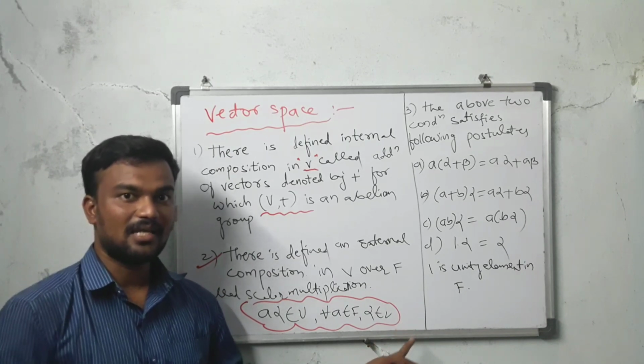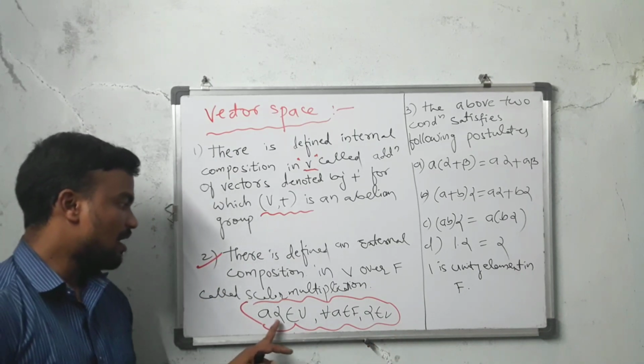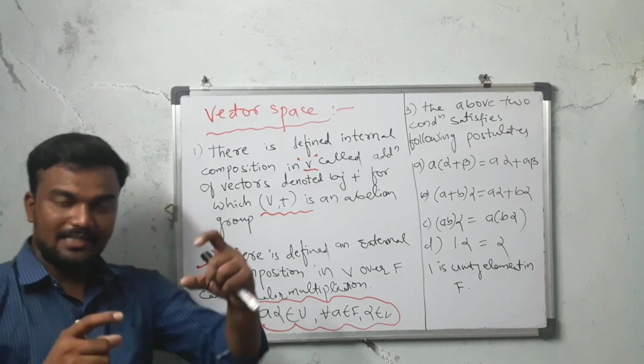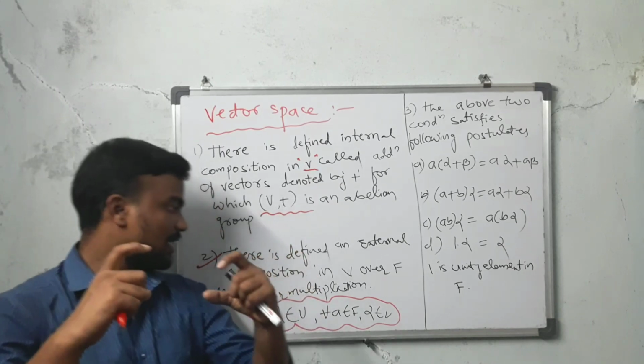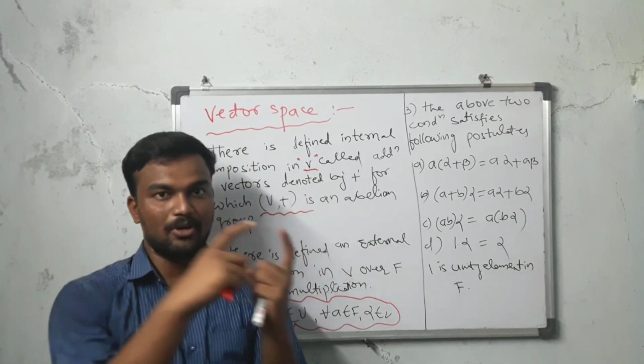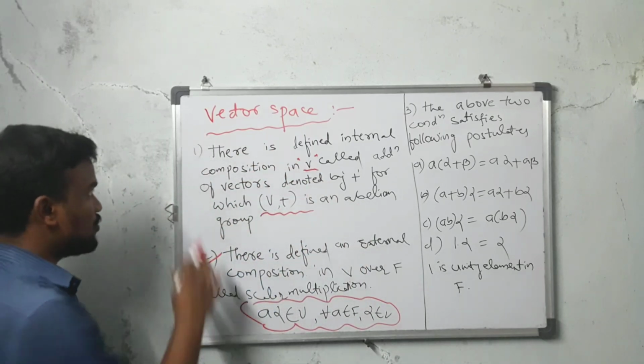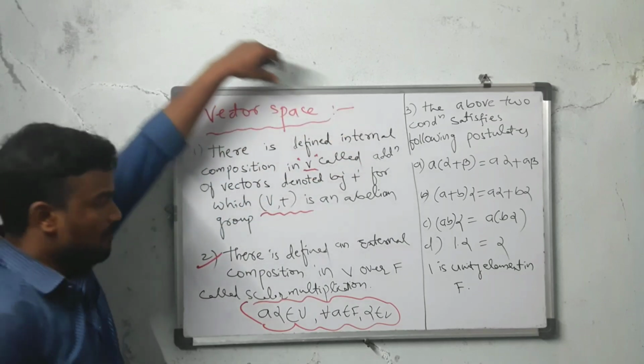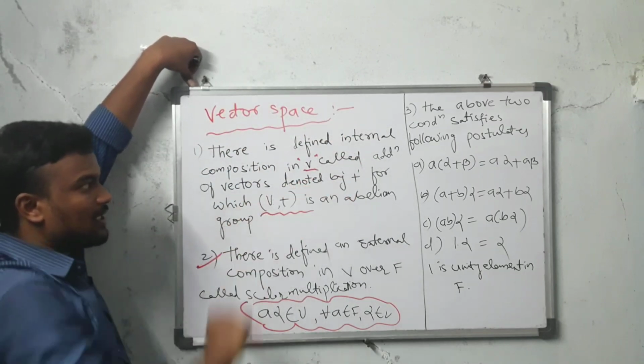Second one is scalar multiplication. a alpha belongs to V. a is a scalar, alpha is a vector, then the product belongs to V. These two are the conditions. And third one, by using these two conditions, we have some properties here.